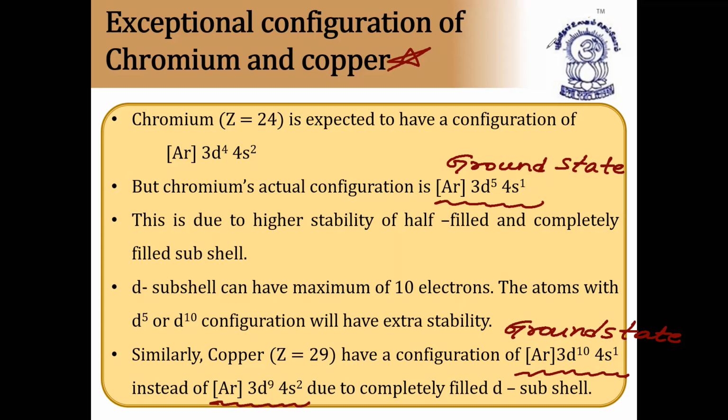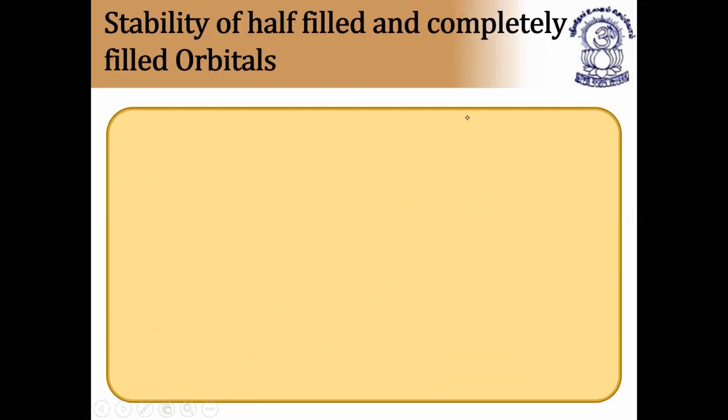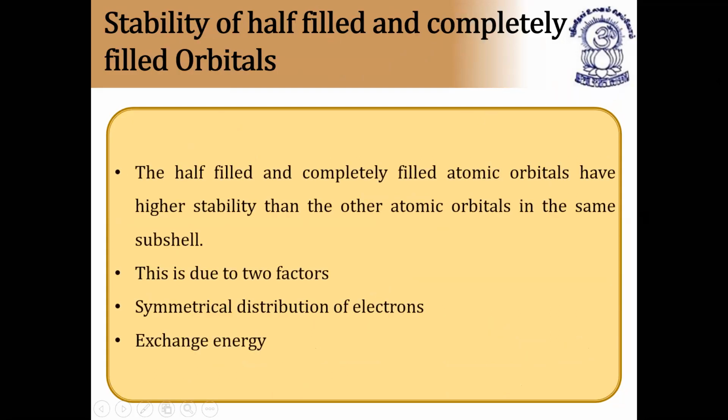Next. Stability of half-filled and completely filled orbitals. The half-filled and completely filled atomic orbitals are more stable than the other atomic orbitals in the same subshell. This is due to two factors. What are those? Symmetrical distribution of electrons and exchange energy. So due to these two factors only, half-filled and completely filled atomic orbitals have higher stability than the other atomic orbitals in the same subshell. Next.